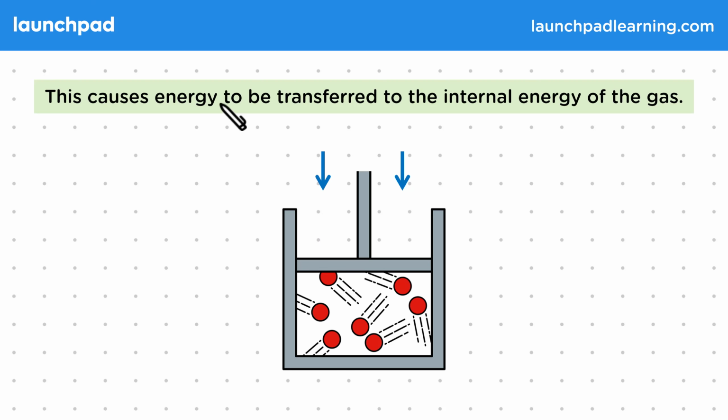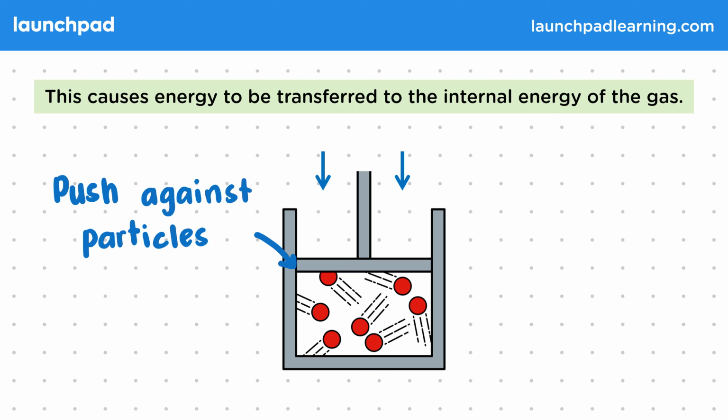This causes energy to be transferred to the internal energy of the gas. We can just explain this through the work that's had to have been done during the compression, but we can actually explain this in more detail by thinking about what happens to the gas particles. So when we compress the gas by moving the press down, it will push against the particles. This will cause the particles to gain speed as they bounce off this.